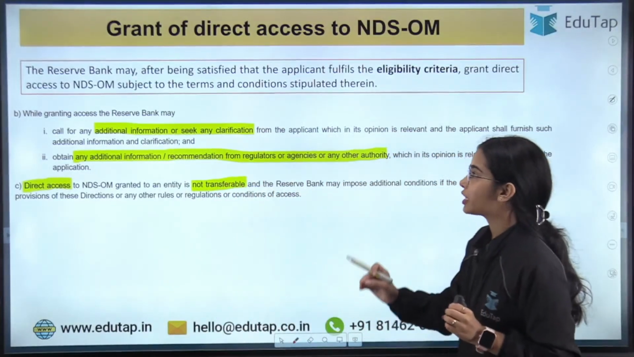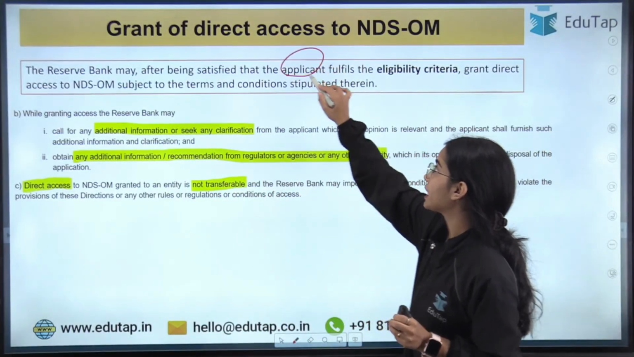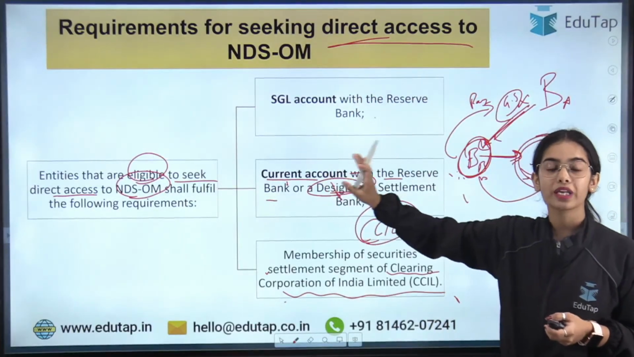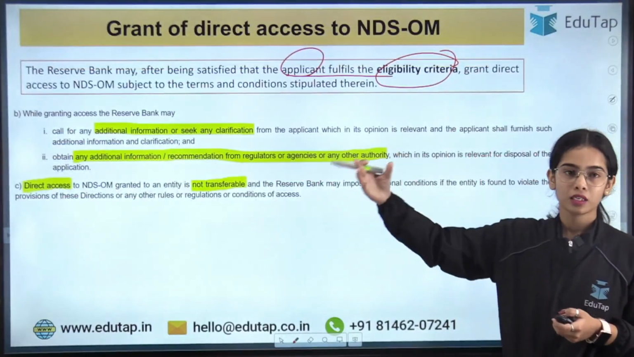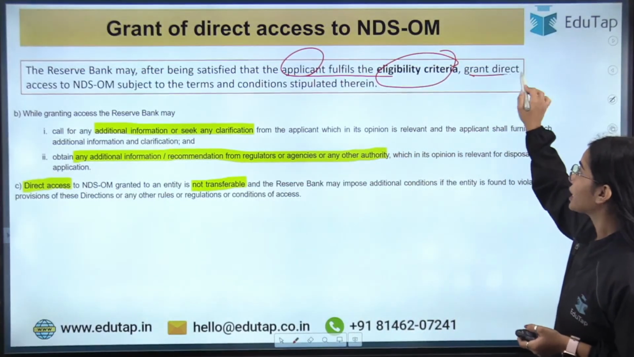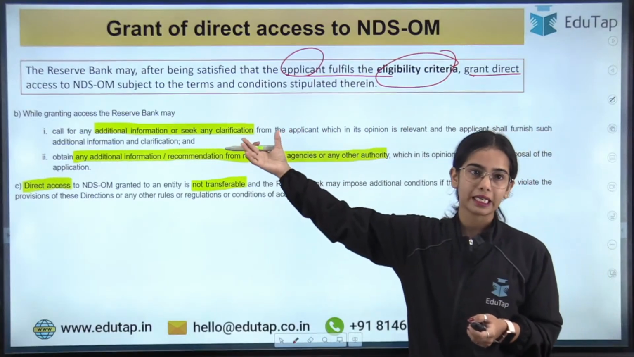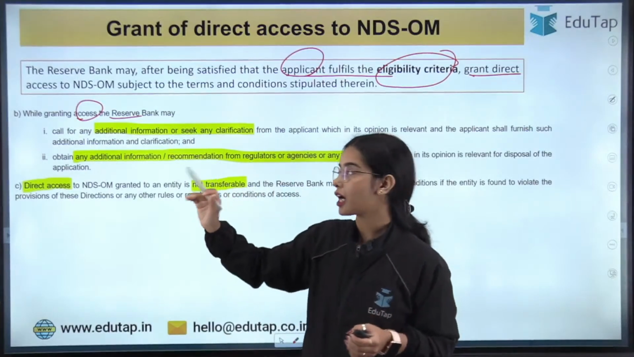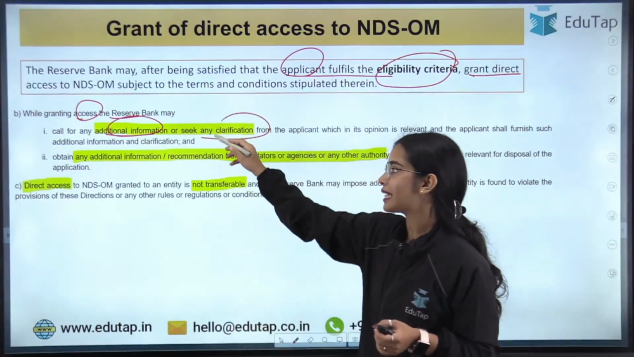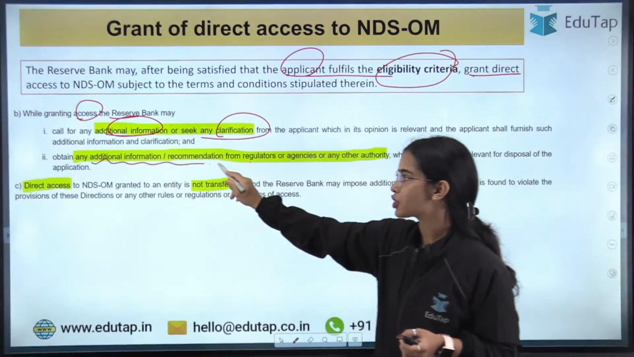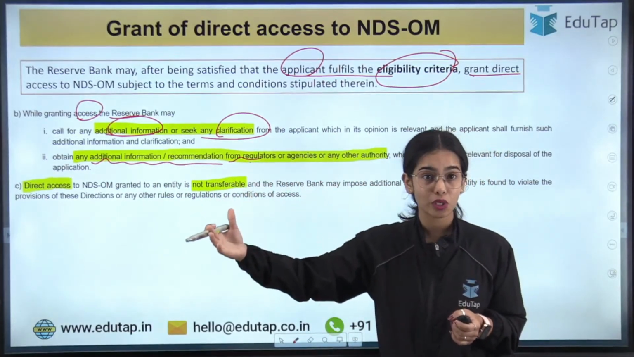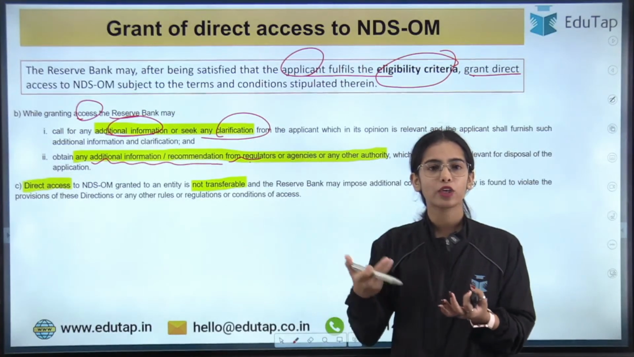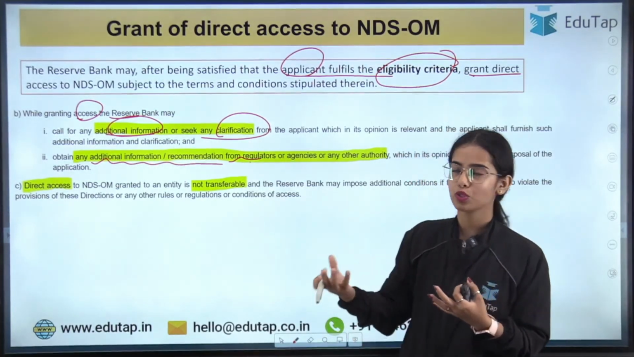Now the Reserve Bank of India may, after being satisfied that the applicant fulfills the eligibility criteria, has an SGL account, has a current account, has the membership of the CCIL settlement segment, grant direct access to the NDS OM. While granting access, the RBI can take additional information, seek any clarification, or obtain any recommendation from regulators also, on whether this person, that is the primary dealer, is working fine or not, or is creating any market abuse or so.